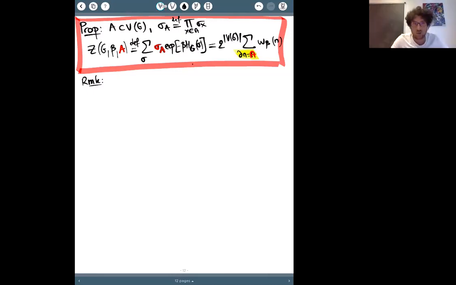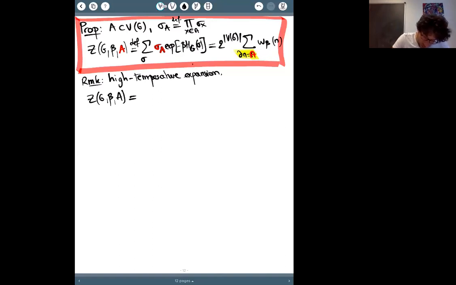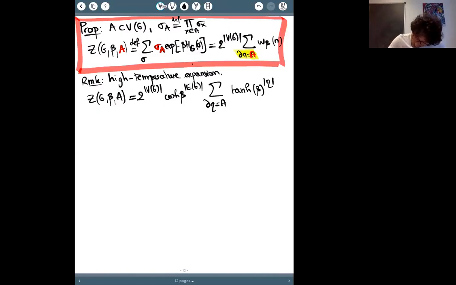So, remark, you may have heard about another representation, which is a high temperature expansion. And the high temperature expansion of the Ising model takes a very similar form, in the sense that you write this as 2 to the number of vertices, cosh beta to the number of edges, times the sum, and here it's going to be a little bit different: hyperbolic tangent of beta to the number of edges in a graph eta, where eta also has a set of sources A. But here, and this is what I want to highlight, eta is in {0,1} to the edges. So you also write it as a weighted sum, but it's a weighted sum on functions from the edges into {0,1}.